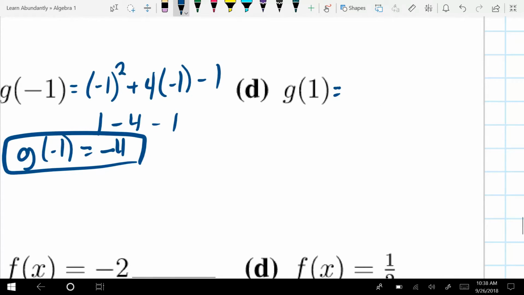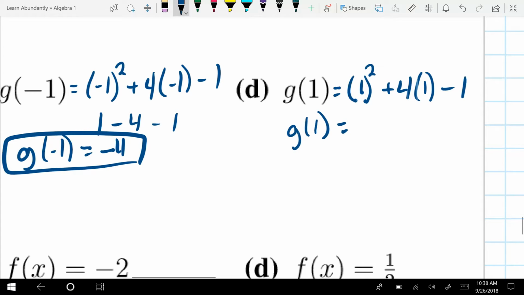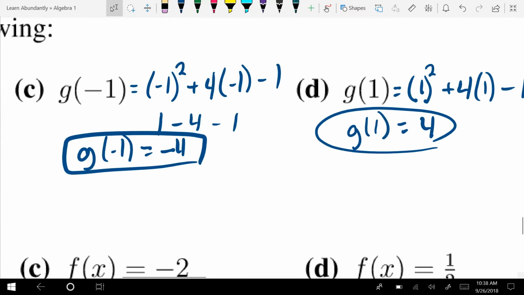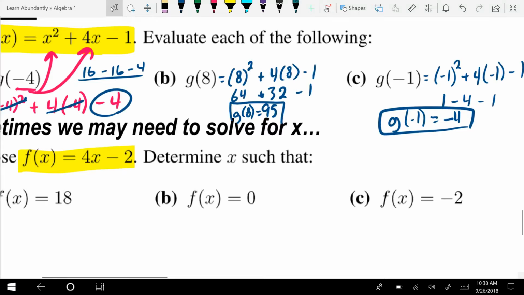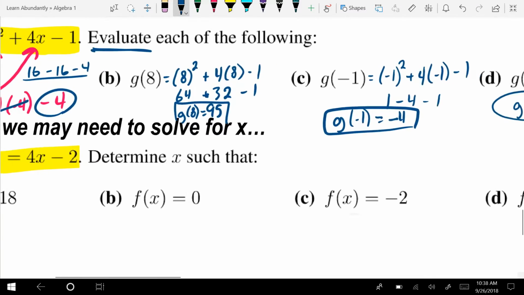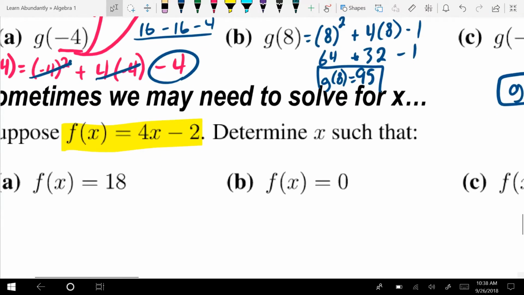G of 1, last one here, and we get 1 squared plus 4 times 1 minus 1. If I do my math here, I get g of 1 equals 4. Okay? Now, all I'm doing is I'm replacing my x's, and I make sure I use parentheses, and then I just do my order of operations and I simplify that expression. Evaluate means that we're going to end up with just a single number, so each time we end up with a number. Although sometimes we need to actually work backwards.